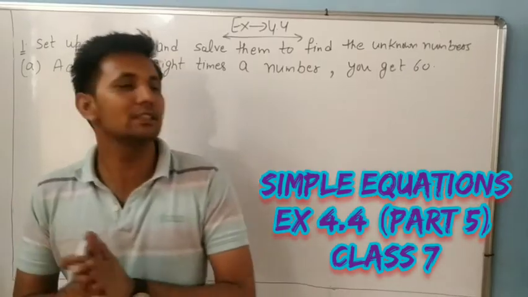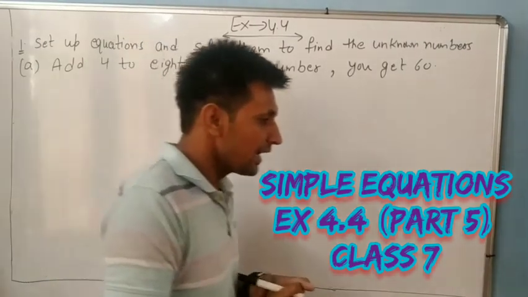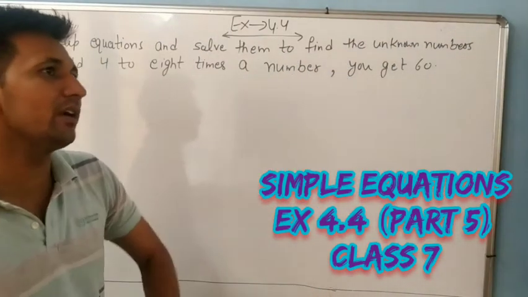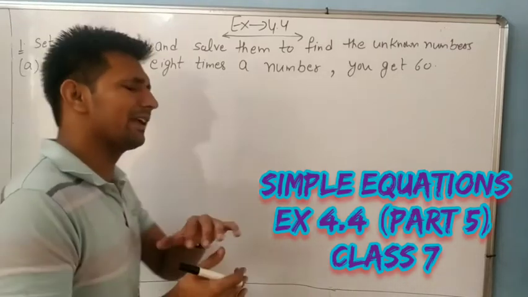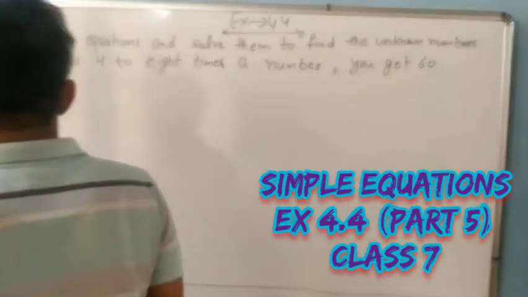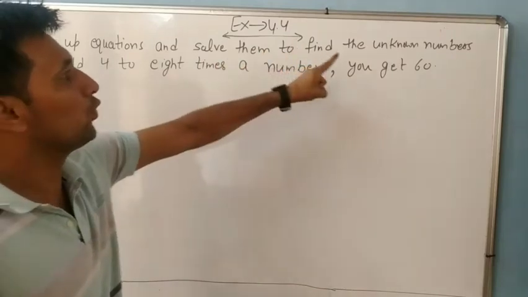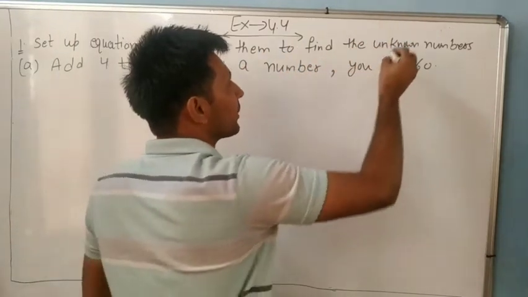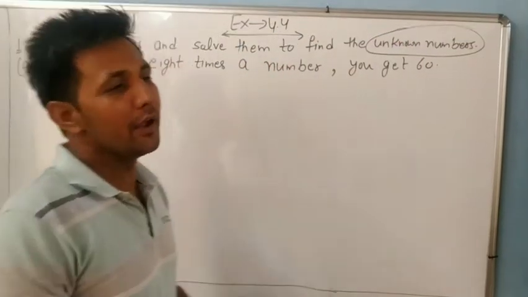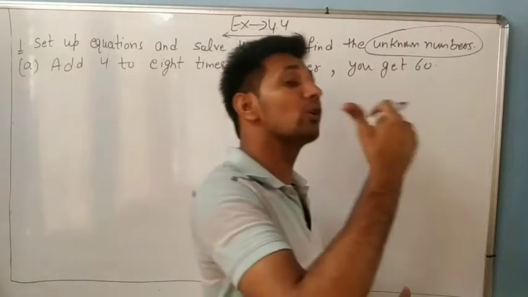Now, exercise 4.4. It is a very important exercise also. Here it is a little bit different from exercise 4.3, but it is like exercises 4.2 and 4.1, a little bit different. So look at it: set up equations and solve them to find the unknown number. What is an unknown number? An unknown number is a number which we don't know. So look at set up equation. So we have to make an equation.